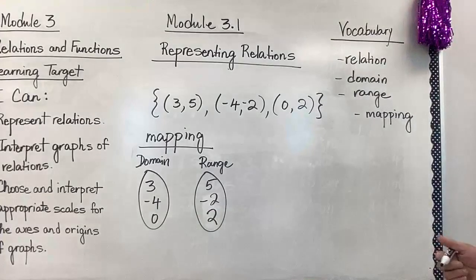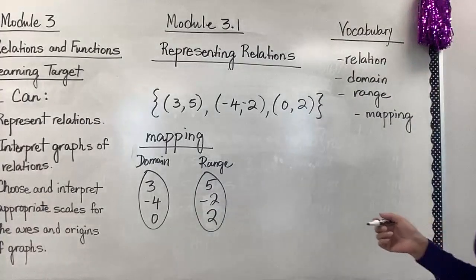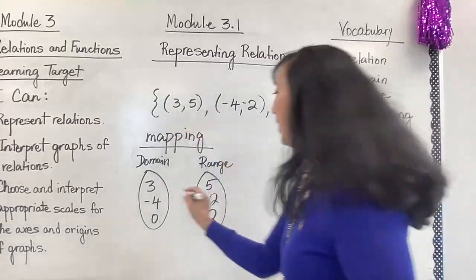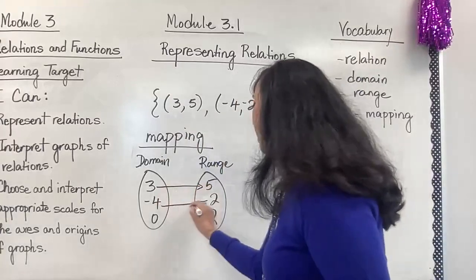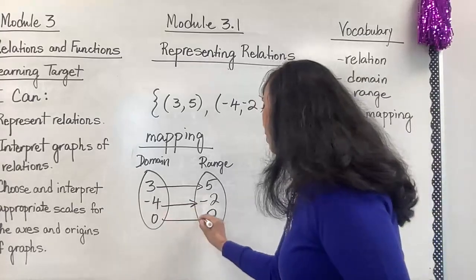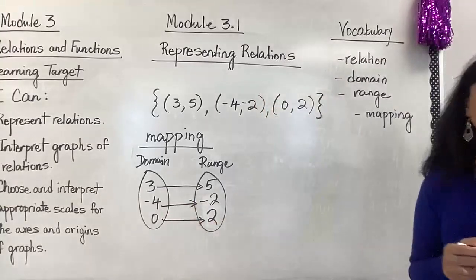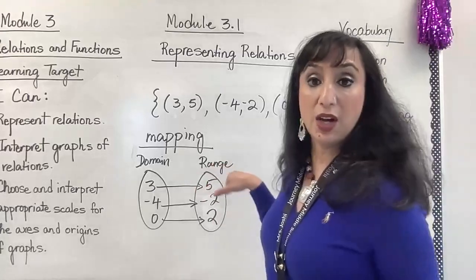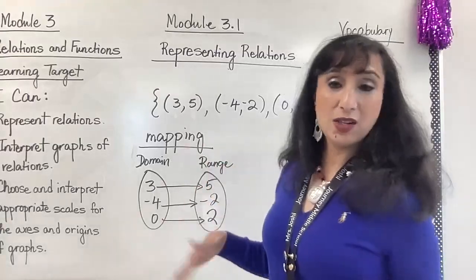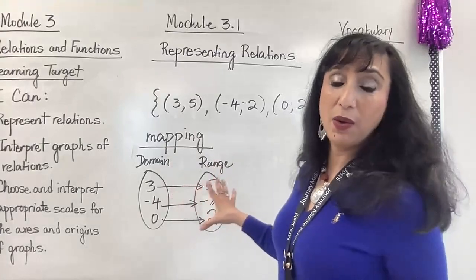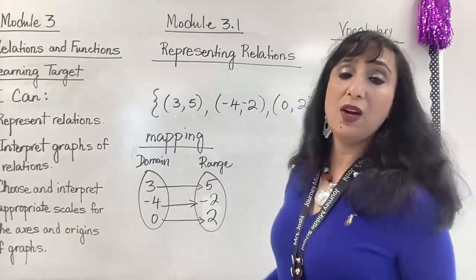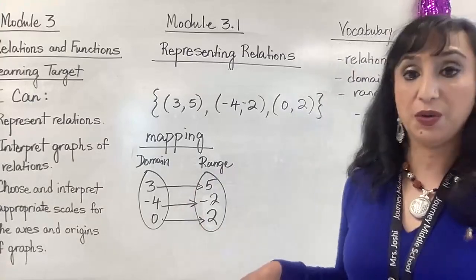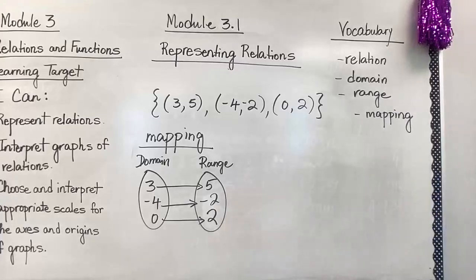Then I'm going to show you the relationship. I'm going to make an arrow from 3 to 5, and that is my relationship: 3 to 5, -4 to -2, 0 to 2. So it goes from the domain to the range. That's the direction in which the arrow is going. This is called a mapping, also called a mapping diagram. This is one way to show the relationship. When I look at that, I know that my ordered pairs are (3, 5), (-4, -2), (0, 2). So this is one method of showing a relationship.